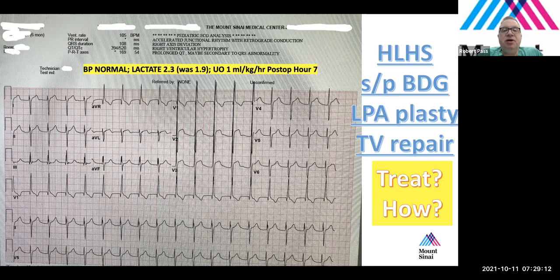It makes sense that the patient should be better because what it appears is that the patient may have a little chronotropic incompetence with a heart rate of only 105. Somebody who just had a major open heart surgery with a tricuspid valve repair, a LPA-plasty, and a bidirectional Glenn, that's a relatively large operation.